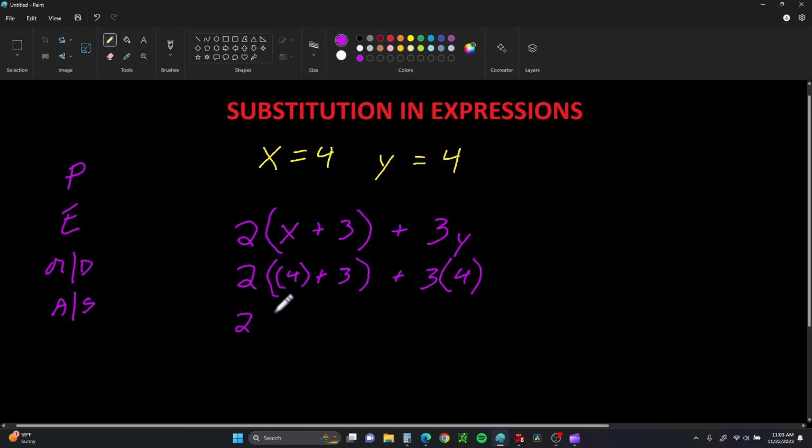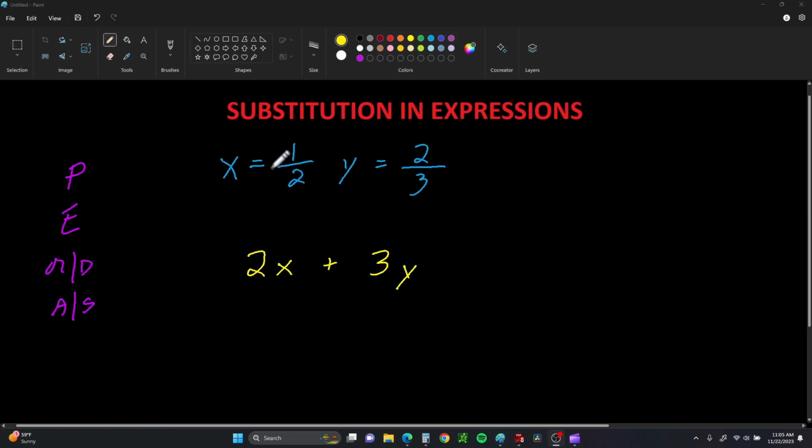So I bring down the 2, and then inside it's 4 plus 3, which is 7, plus, and I can just do the 3 times 4, that's 12. Then I have multiplication here. 2 times 7 is 14, plus 12. And last I have my addition, and it's 26.